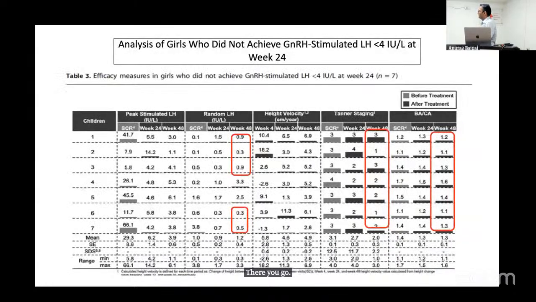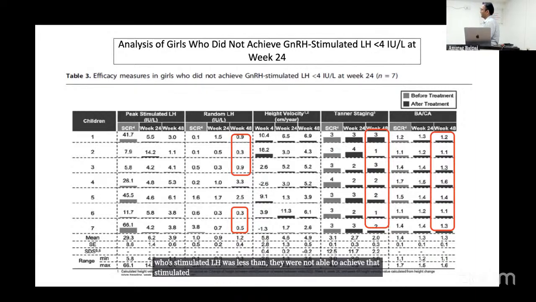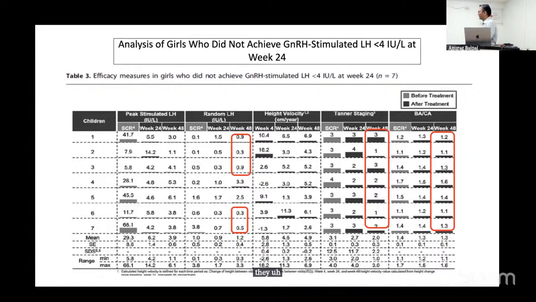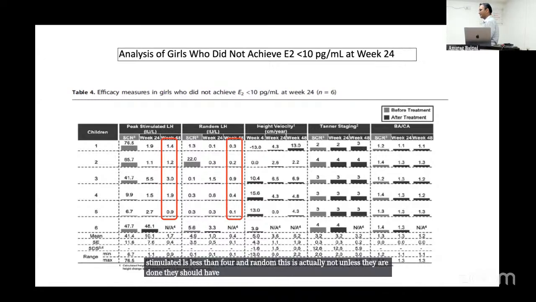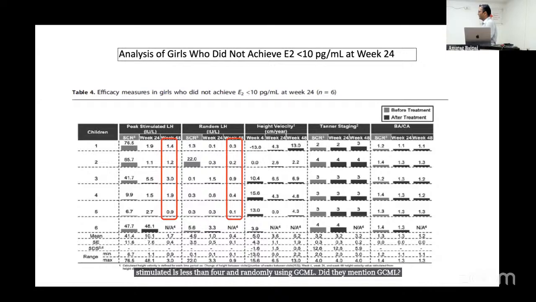And those girls whose stimulated LH was not less than 4, five of those girls had random LH less than 1, and all of them had clinical suppression. Those girls who were not able to achieve estradiol less than 10, all of them had stimulated LH less than 4 and random LH less than 1, and also had clinical suppression. Estradiol is actually not reliable unless they have done it using GC-MS. Did they mention GC-MS?